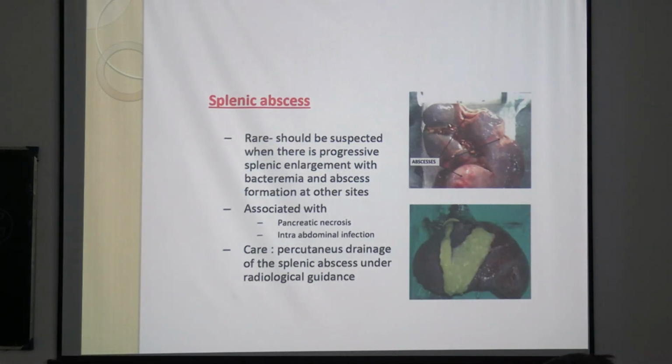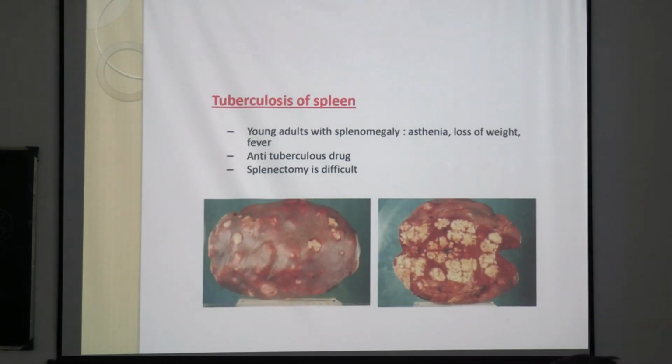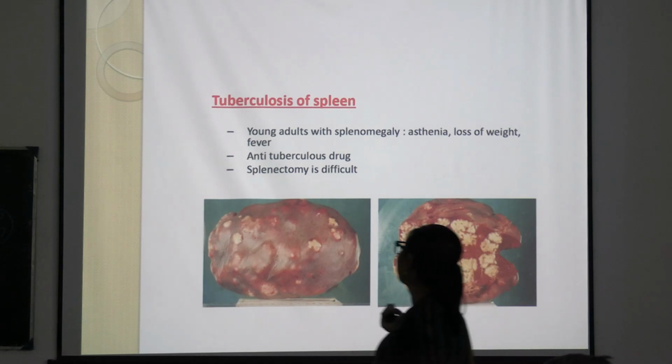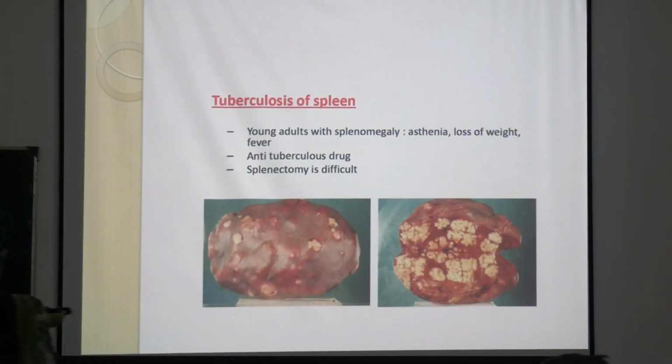Splenic abscess. This is of course rare. Can you see all the pus draining out here? This is TB of spleen. Can you see this nodular appearance here, outside and also inside?